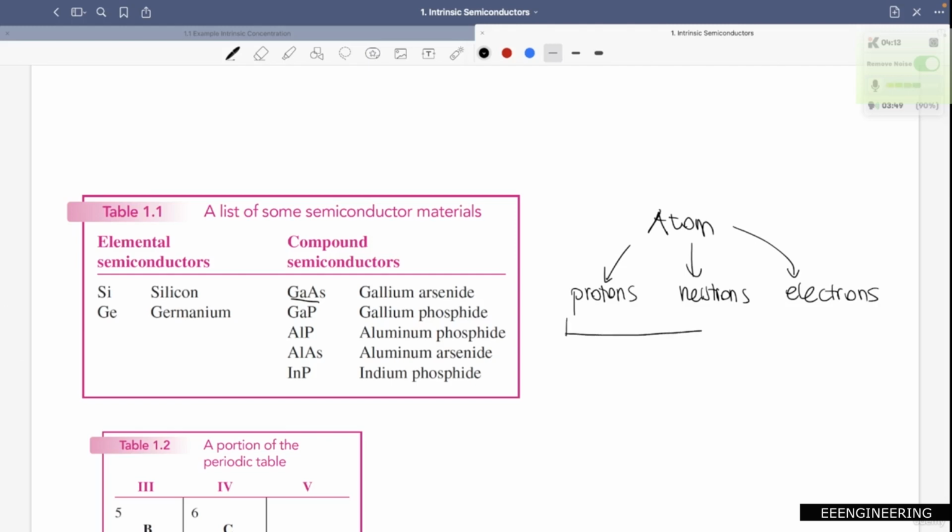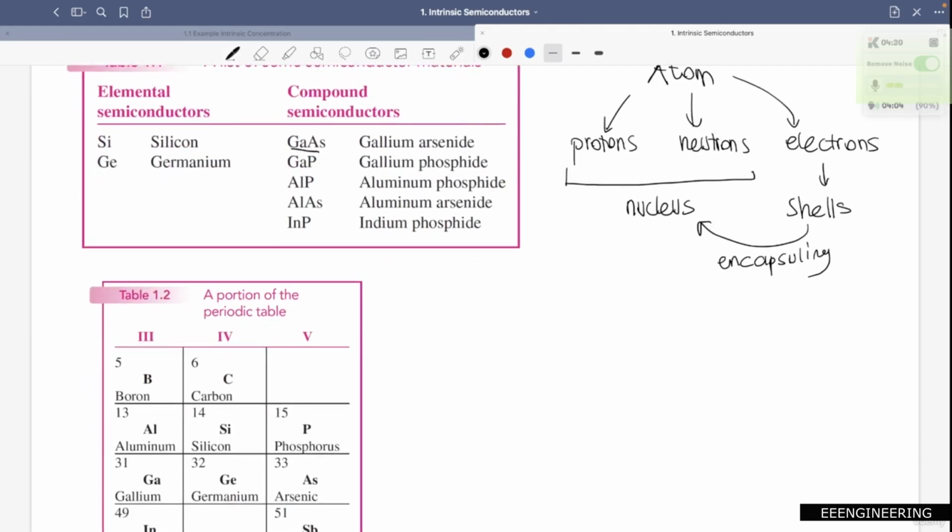Protons and neutrons are found in the nucleus. However, electrons are found in the shells we have, and basically these shells are encapsulating the nucleus. So the best way to represent an atom is this. I'm going to draw a circle. This is the nucleus, right? And then I'm going to have a shell. This is a shell and another shell. Let's say this particular one has 2 shells. And here we have some electrons like this. Sorry, not atoms. Oh, misconception.